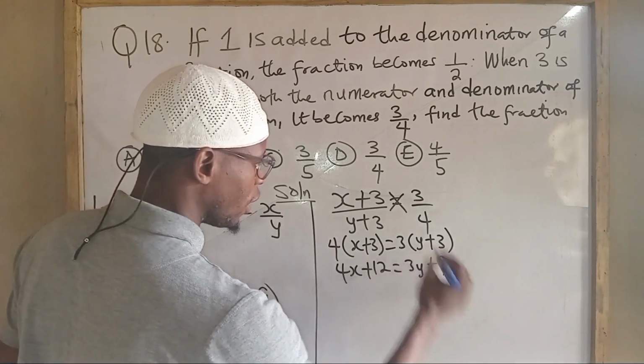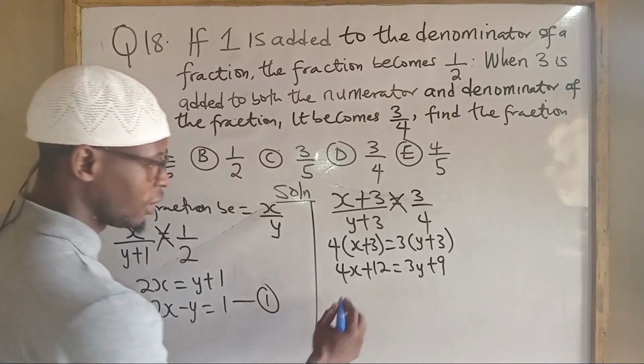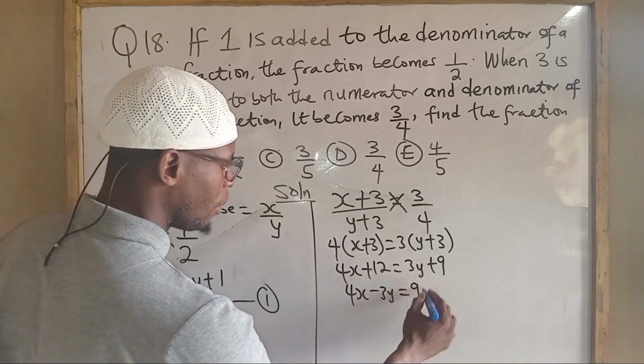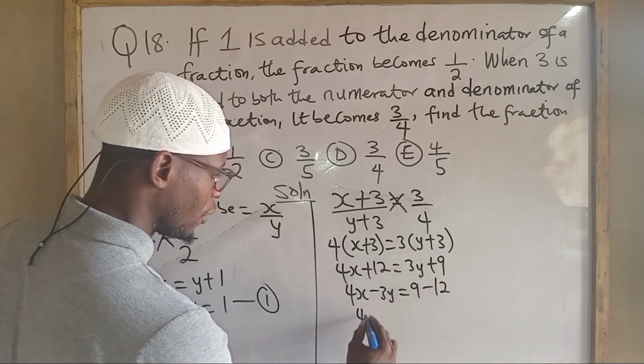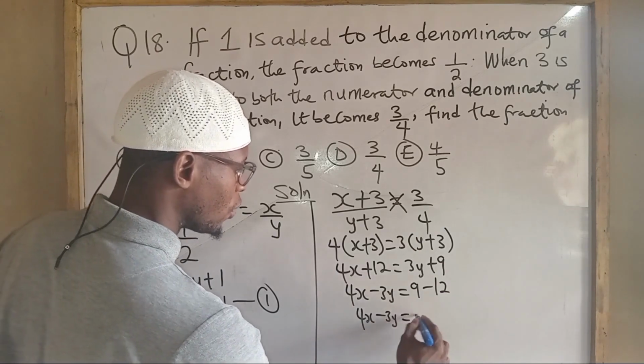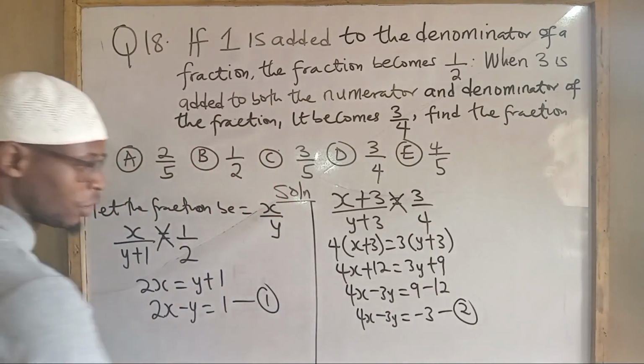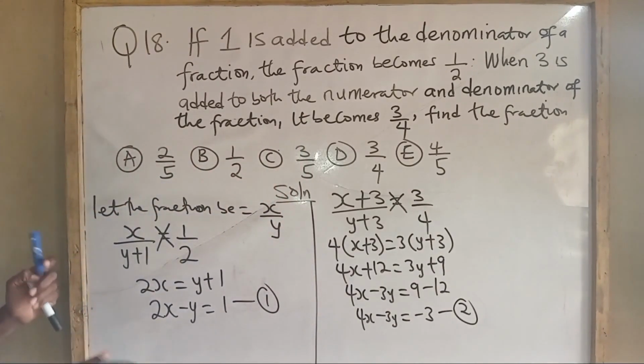So collect like terms again, that is, you bring them together. 4x minus 3y is equal to 9 minus what? 12. And that will give us 4x minus 3y is equal to minus 3. That's equation 2. So we now have equation 1 and equation 2. So let's solve the two simultaneously.